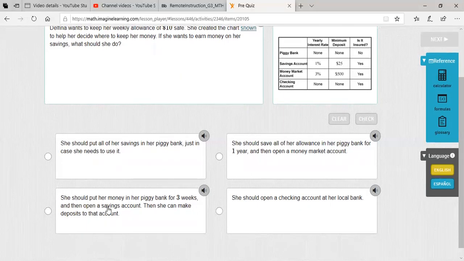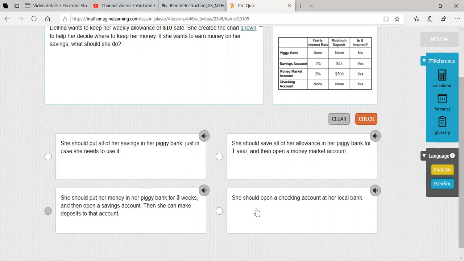She should put her money in her piggy bank for 3 weeks because she doesn't have the minimum required to put it in the bank, and then she can make the deposits to that account. Yes, after 3 weeks, she will qualify to open the account because she will have $30. So if the minimum is 25, she could do this: 3 weeks in her piggy bank, and then after that, open the account.